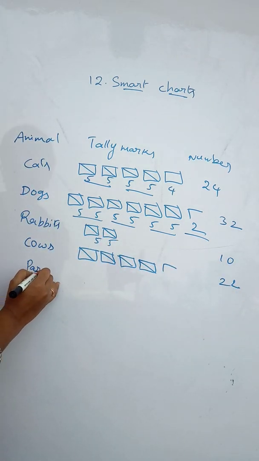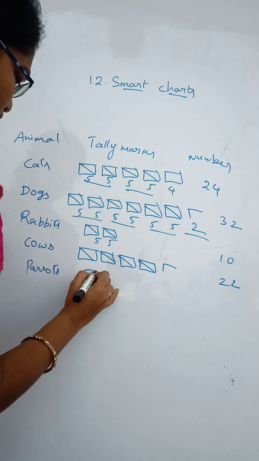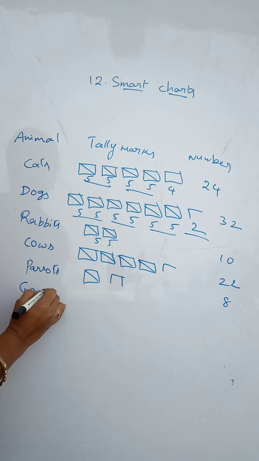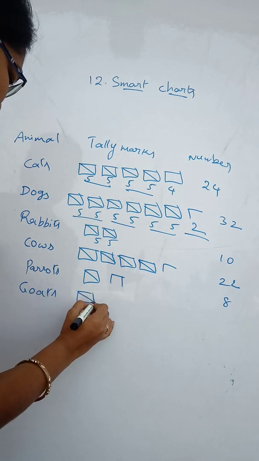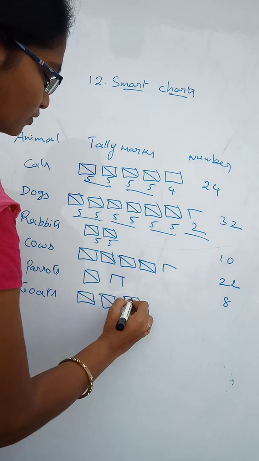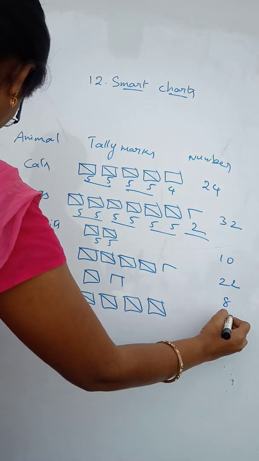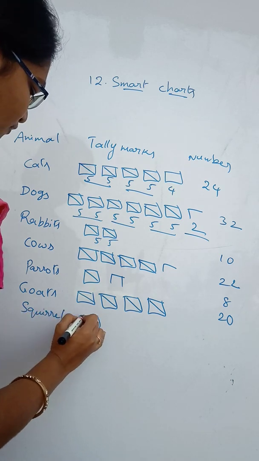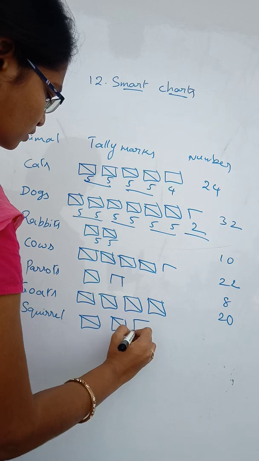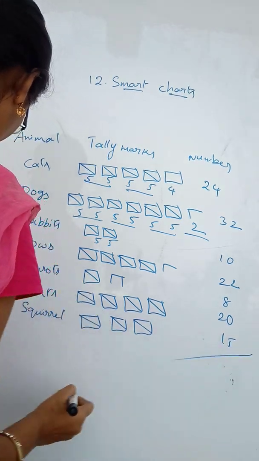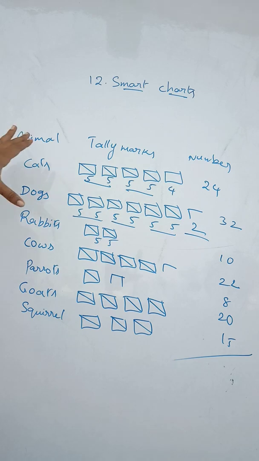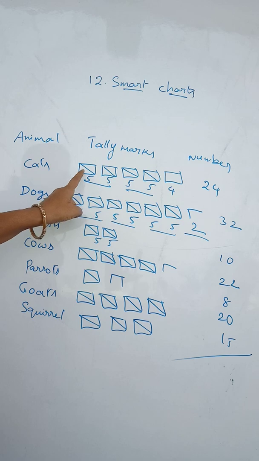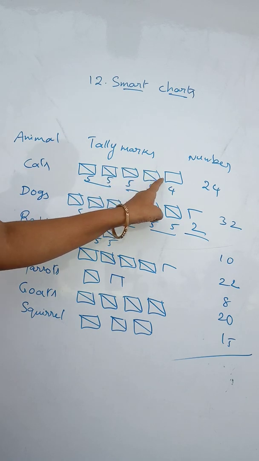How many parrots we have here? 5 and 3, 8. Next, how many goats? 5, 10, 15, 20. How many squirrels? 5, 10, 15. See, these tally marks given by Amini, we should write the numbers. One box means 5, we know that. 5, 5, 10, 15, 20, 24.